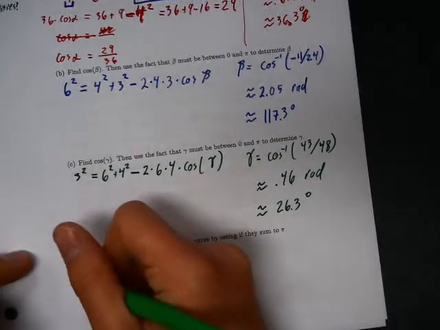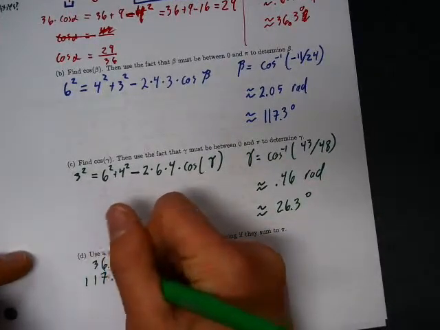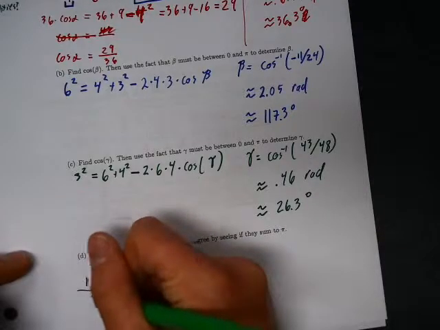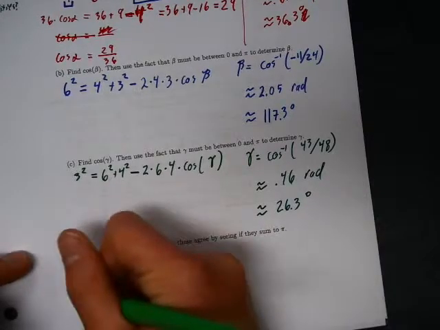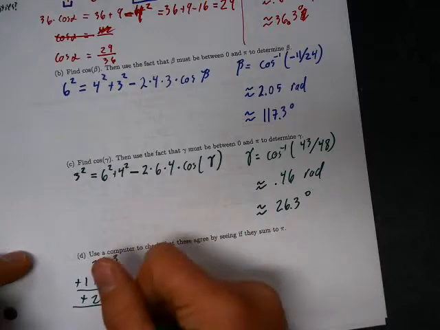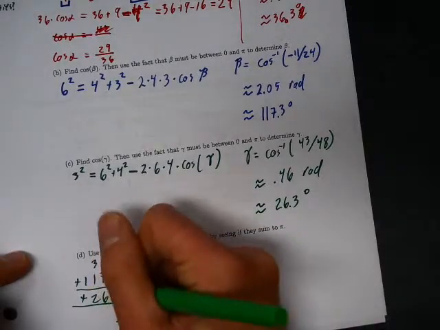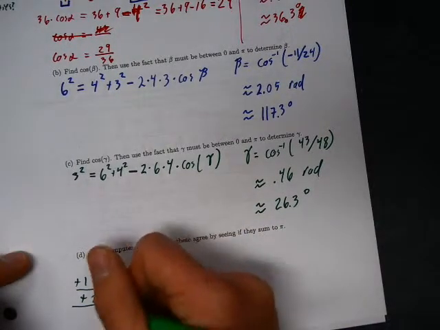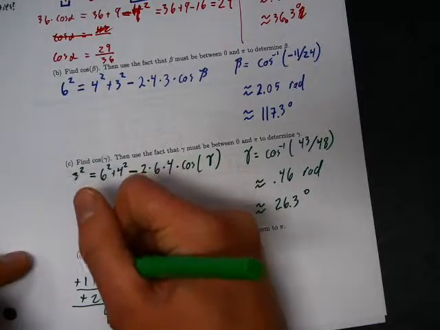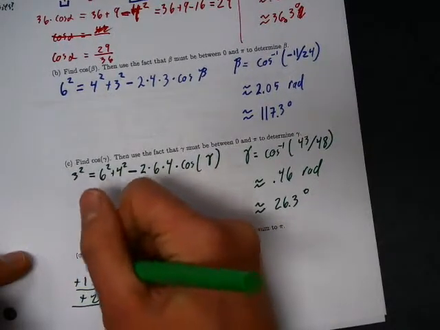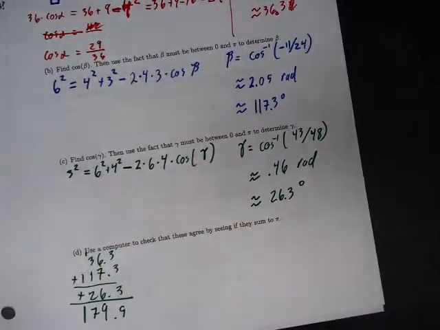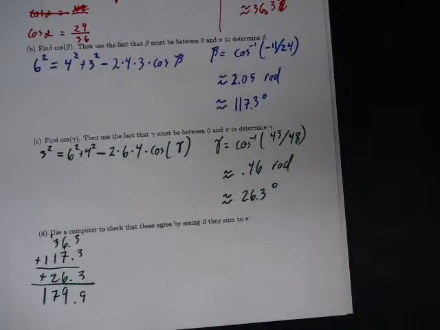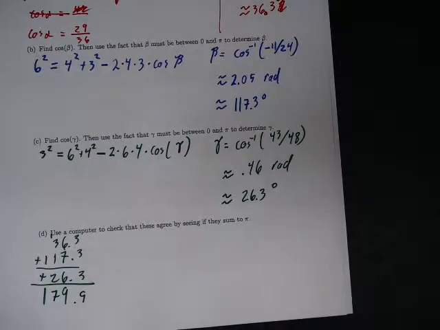36.3, 117.3, 26.3, oops. We get 9, 12, plus 7, 9, carry the 1. 1, 2, 3, 4, 5, 6, 7. Is that pretty close to 180? It's only within our rounding error of 180.